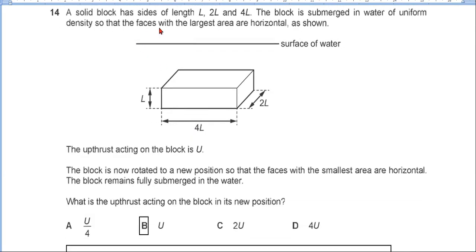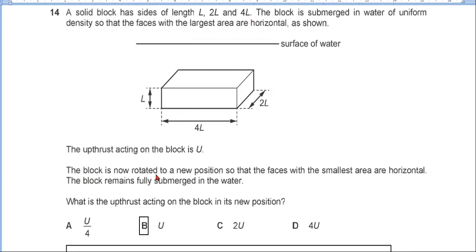A solid block has sides of length L, L and 4L. The block is submerged in water of uniform density so that the faces with the largest area are horizontal, as shown. The upthrust acting on the block is U.